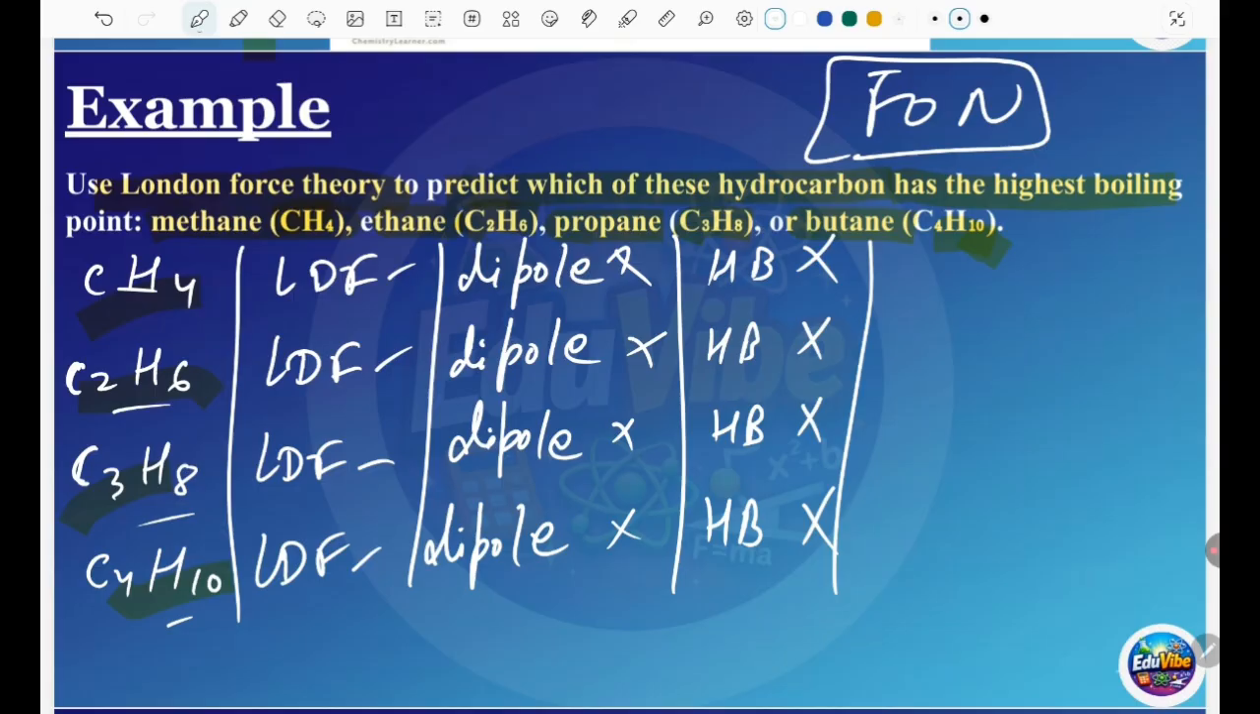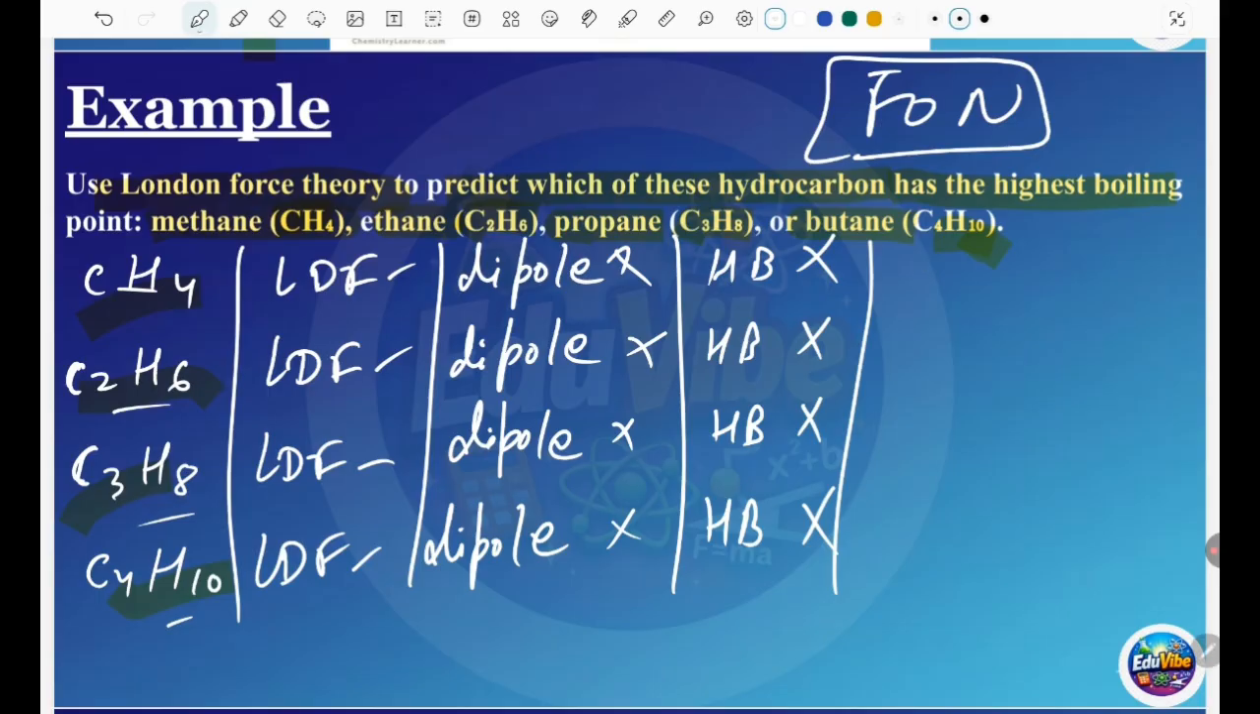Sometimes the students can ask that they have hydrogen in it, which is true, but they don't have hydrogen connected to any of that FON, which is fluorine, oxygen, nitrogen. If they are connected to any of them, then we can say that this is hydrogen bonding in that case. But we don't have hydrogen bonding in that case.